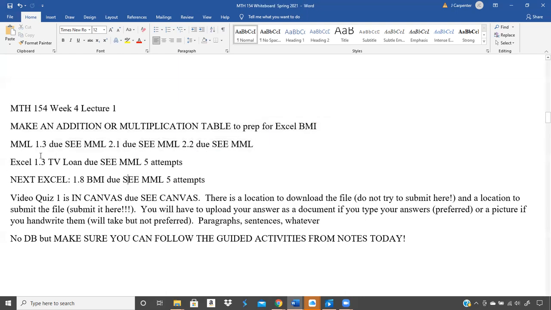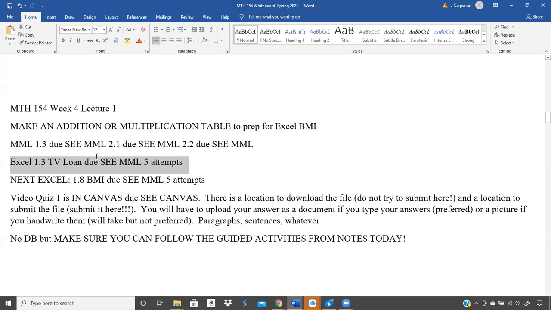And then the second official Excel homework will be that 1.3 TV loan. And you even saw me do something similar to it in class. Again, similar, not the same. There is something extra going on with the Excel assignment. Please remember to follow instructions exactly.